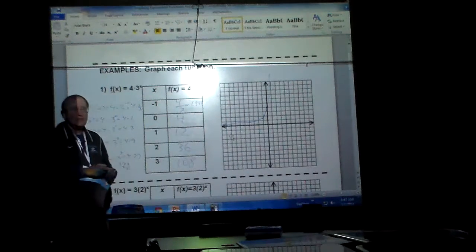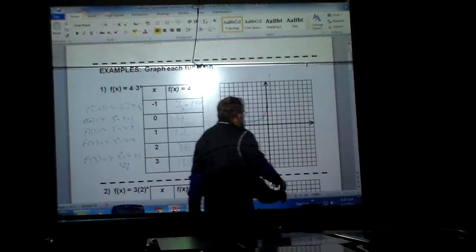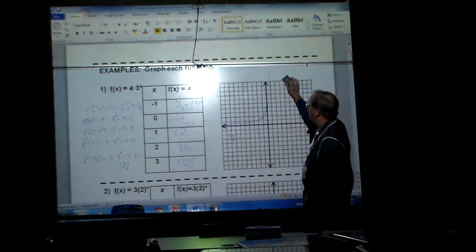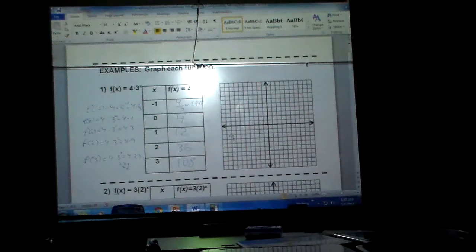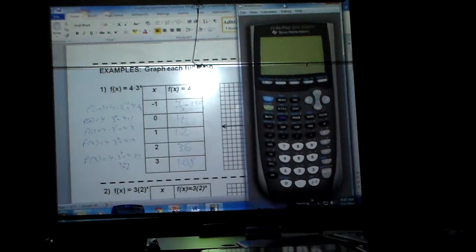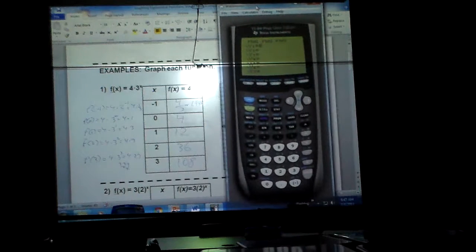Now, as we graph that, you've got to think, is there an easier way maybe to do that, especially since we have calculators? Yes. I'm going to erase that part right there so the calculator part will show up a little better. And if you come over here to your calculator, we'll turn the calculator on. And what I want to do is this. I want to go to my y equals button.